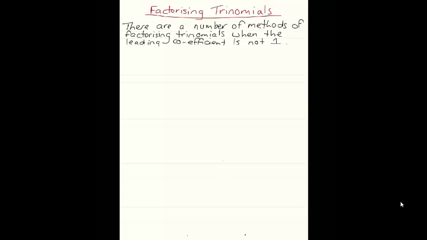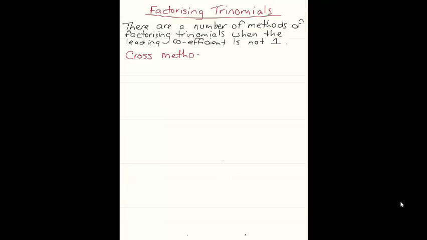Factorising trinomials where the leading coefficient is not a 1 is more complicated than what we saw in the previous exercise. We're going to look at two methods today, the cross method and the product sum factor method. There are other methods, but they're the ones that we're going to be looking at for the moment.